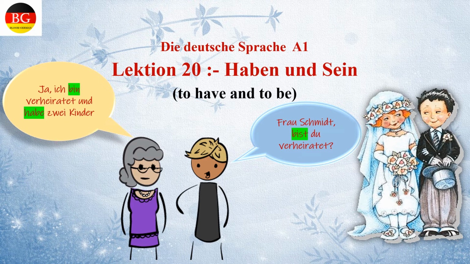This is the video series for the beginners or A1 level. Today I am back with another and the most important topic, and the name of our today's topic is Lektion 20 Haben und Sein. To understand this topic clearly, I would like to recommend you to go through lesson number 14 and 15 of this video series. Now let's begin.